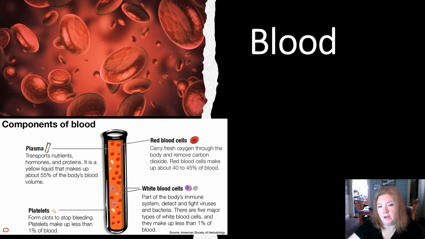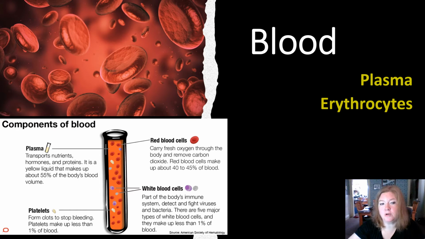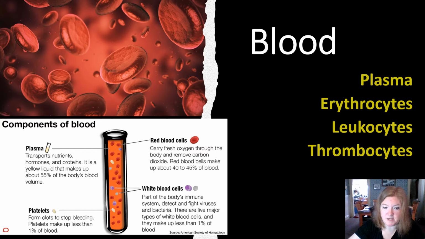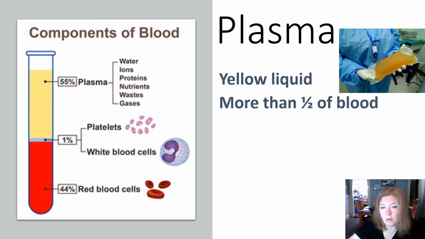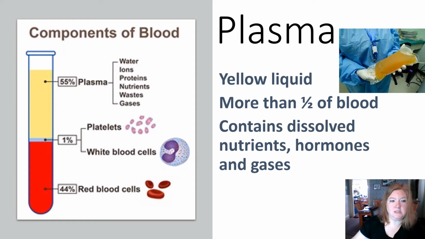All right, what about blood? Well, blood has 4 major components: plasma, erythrocytes, leukocytes, and thrombocytes. Let's talk about plasma. Plasma is the yellow liquid. It's more than half of your blood. You can see this is blood after it's been centrifuged, and right here, plasma, more than half of the blood. It contains things like dissolved nutrients, dissolved hormones, dissolved gases, basically anything that's dissolved. But it also has to have some water in order to have the dissolving happen.